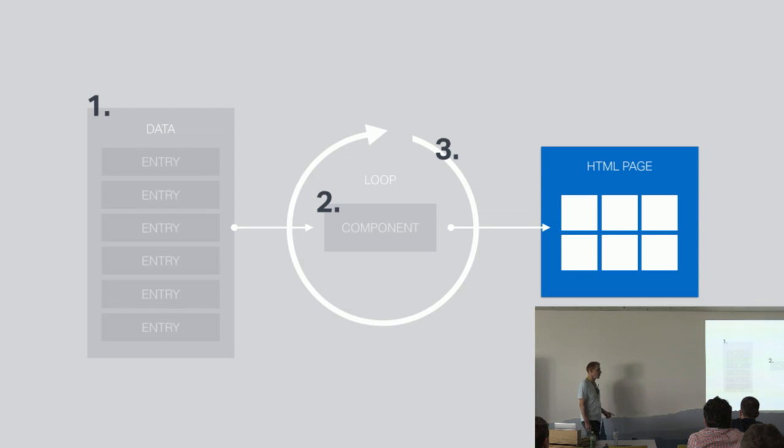Well, there's a better way to do it, and that's using this static site generator. Three things. You have your data file with one entry for each card. You have the component, which has the markup for the card that the data gets inserted into. And then you have this loop that says, for each entry, grab a component, put this data in it, and write it to the HTML file.